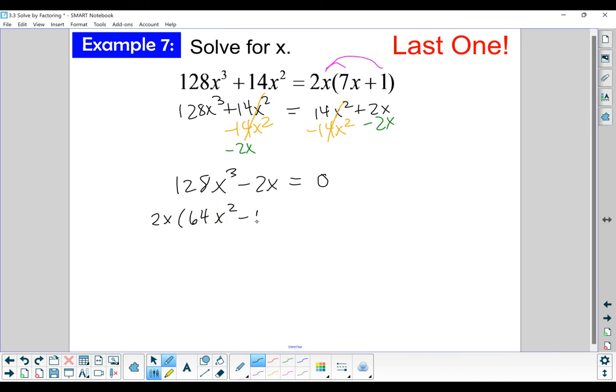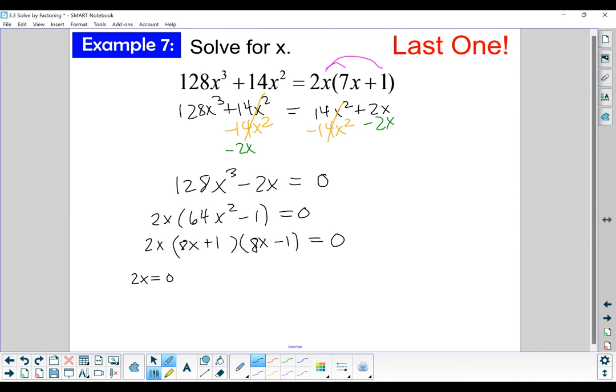64x squared minus 1 when we factor out that 2x. So we've got a 2x, and we need to try to factor the 64x squared minus 1. This is the type that has the 0 middle term. So that's 8x plus 1 and 8x minus 1. So we've got three answers.